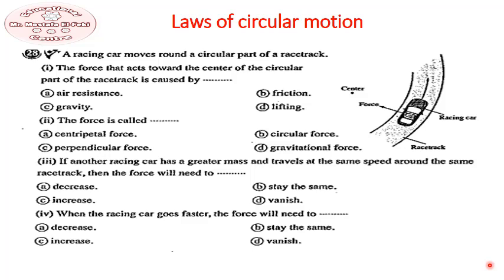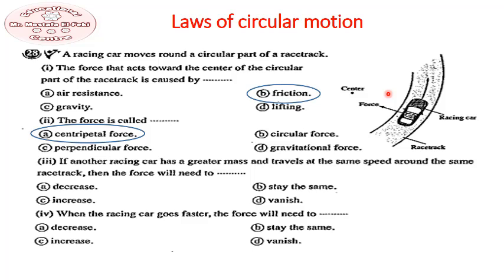A racing car moves around the circular path of a racetrack. The force that acts toward the center of the circular path of the racetrack is caused by. This is the force. The force is the friction force. This force is a type of centripetal force.